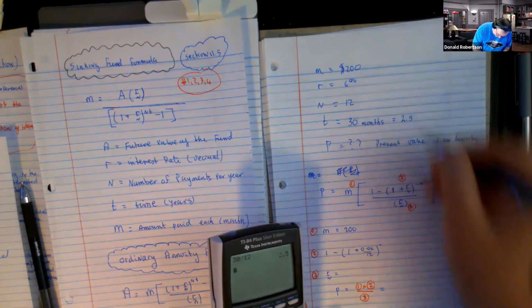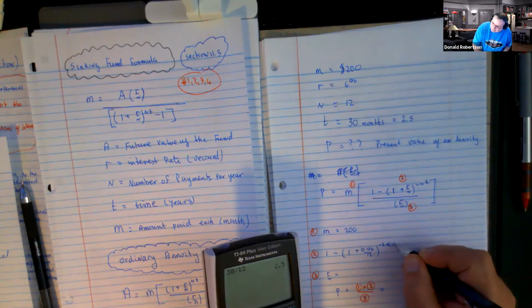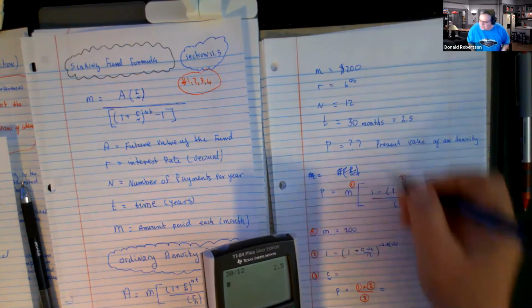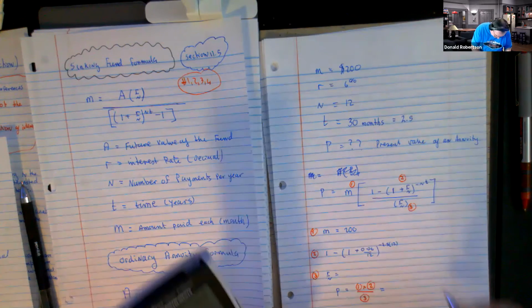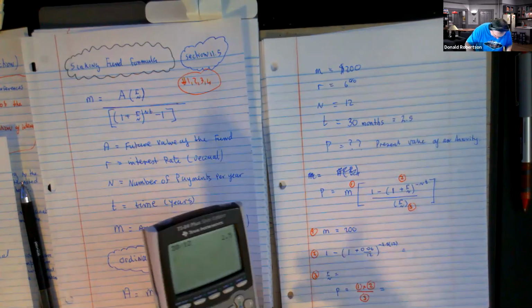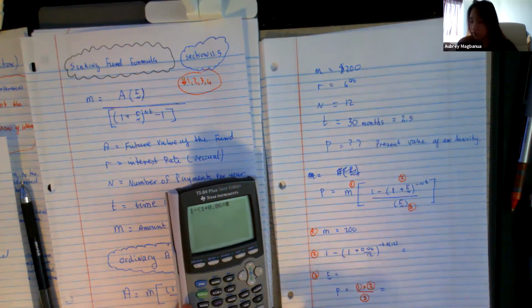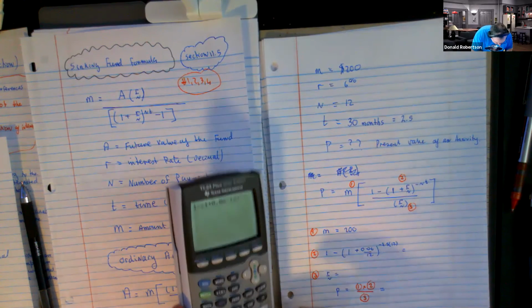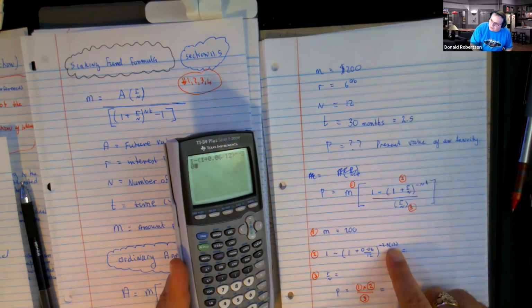Now I want to show you something that's kind of sneaky here. 2.5 times 12, right? 12 times 2.5. Do you notice that that adds up to 30? So we're ready to put it into the calculator. It's 1, take away a bracket, 1 plus 0.06 divided by 12, close the brackets, raised to the power of negative 30. So if that had said 82 months, I could have just put minus 82 here and it would have matched.